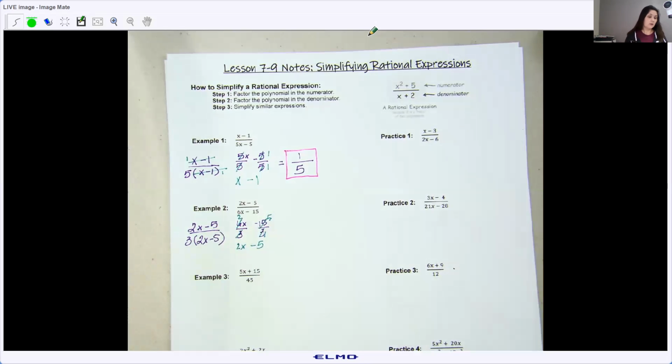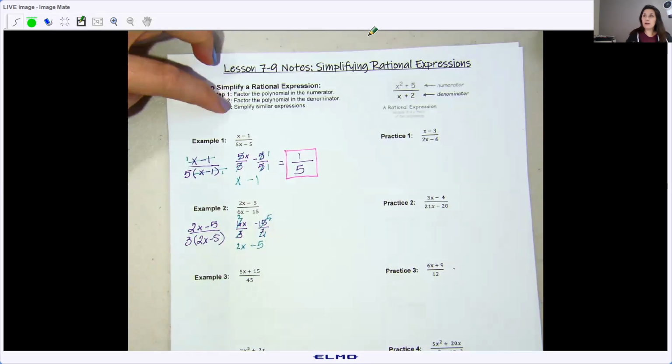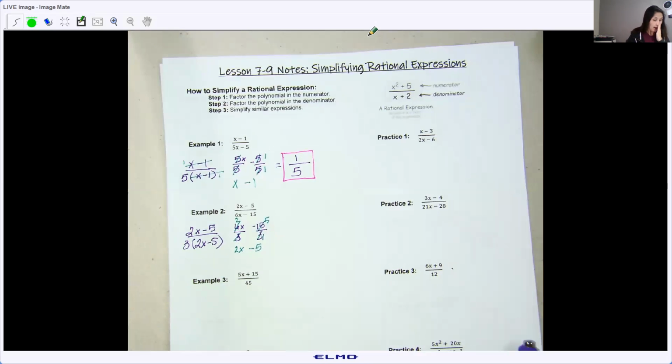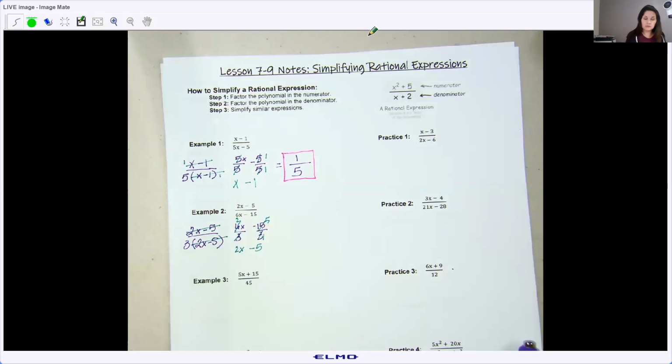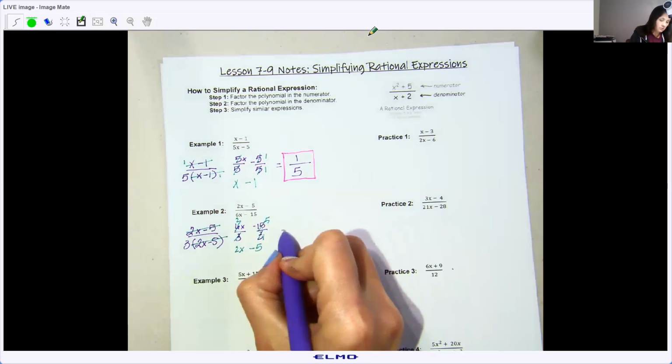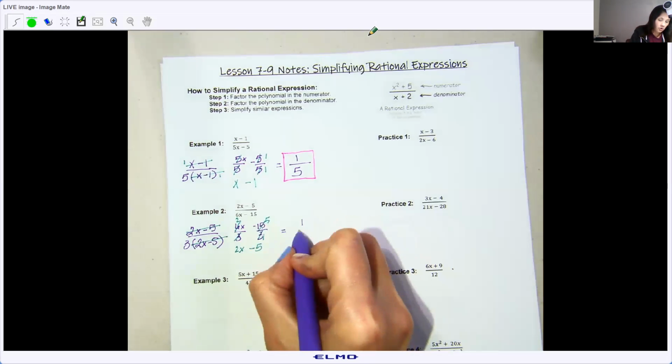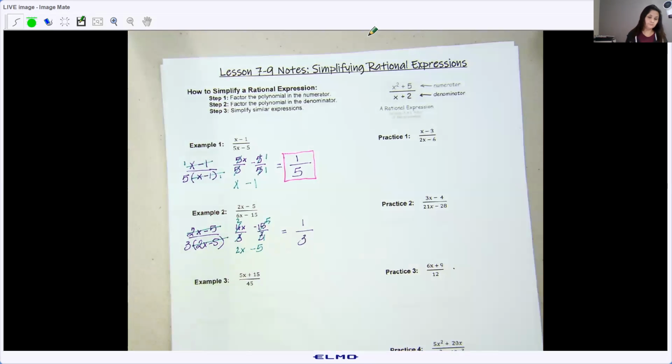Okay, so we factored the numerator, we factored the denominator. Now we're going to simplify. 2x minus 5 and 2x minus 5 cancel out. They both basically become 1s. So we can write our answer as 1 over 3. And that's our final answer.